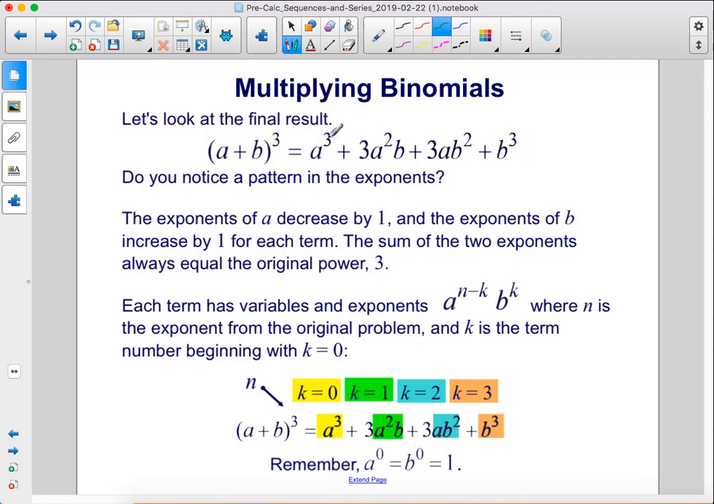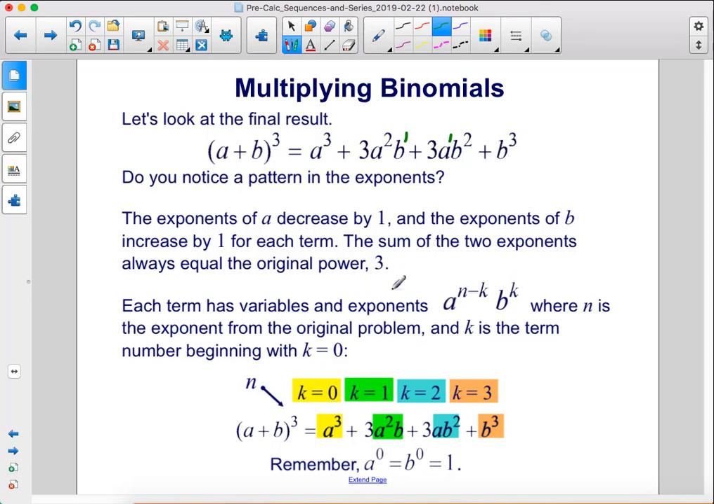So a to the third times b to the 0: 0 plus 3 is 3. Here we have a squared times b to the first, 2 plus 1 is 3. Here we have a to the first power, b to the second power, 1 plus 2 is 3. And here we have a to the 0 power times b to the third power, 0 plus 3 is 3.